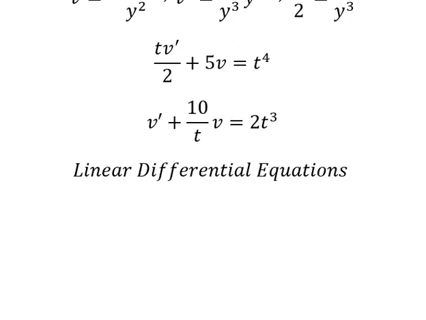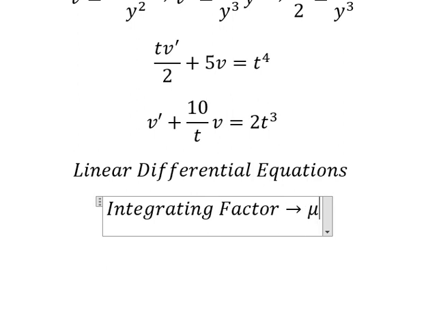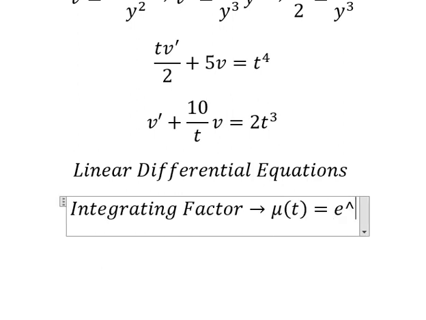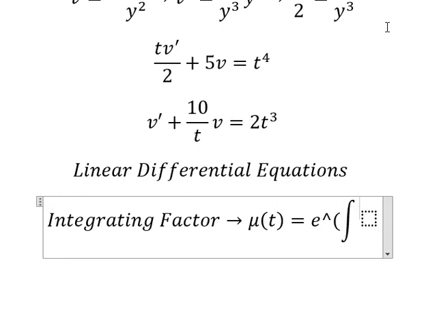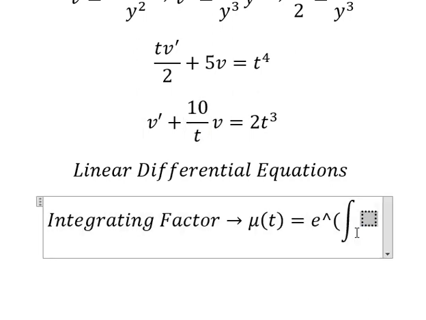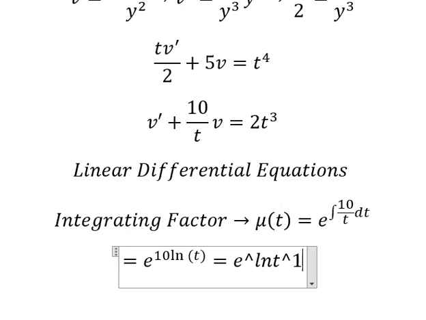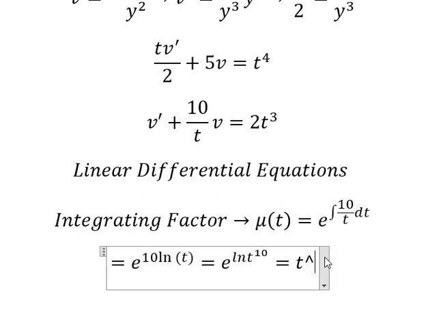So we can use the integrating factor. We need to find mu of t equals e to the power of the integration. We see the positive 10 over t next to v. This is for the integrating factor, and I will put this one here. The integration of this one gives us 10 ln of t, and the 10 goes inside the natural log, and we have t to the power of 10.